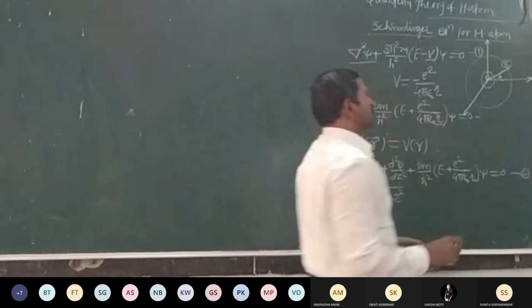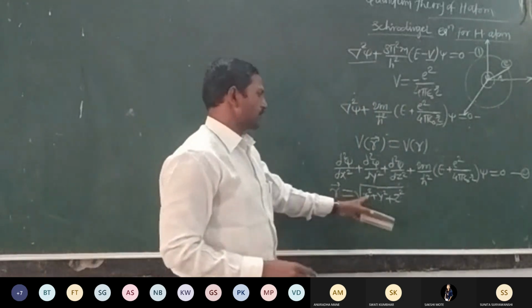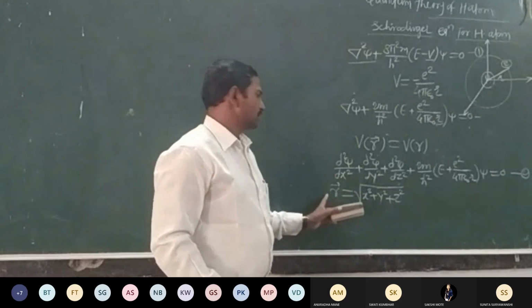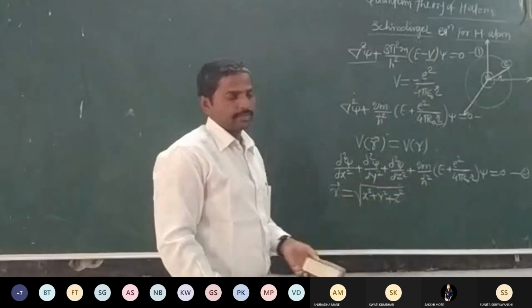Then on the three-dimensional axis, the vector r equal to x, its magnitude r is equal to under root of x square plus y square plus z square.